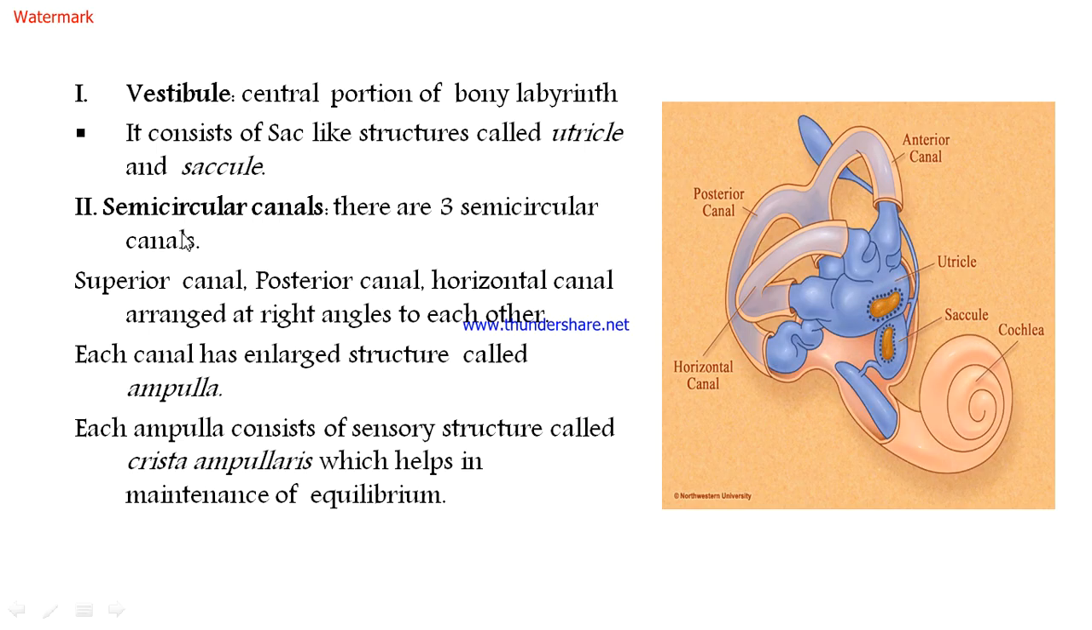Next, the second one is the semicircular canal. There are three semicircular canals: the superior or anterior canal, the posterior canal and the horizontal canal. They are arranged at right angles to each other. Each canal has an enlarged structure called the ampulla.